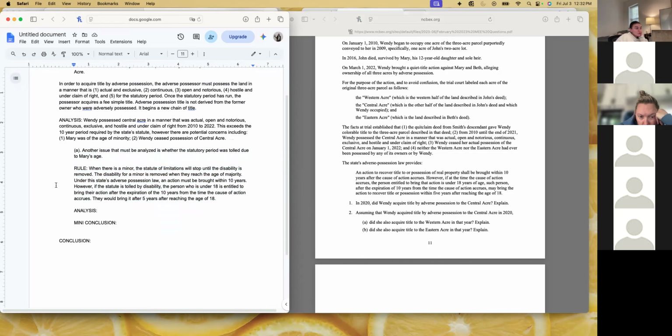Now from here, I would go into this issue, rule, analysis, conclusion as it pertains to the tolling of the statutory period. And then I would also go into a sub-issue of the tacking. So I would say the issue is whether, I'm trying to think of how to phrase this. Anyone have any creative thoughts on how to phrase the tacking issue?